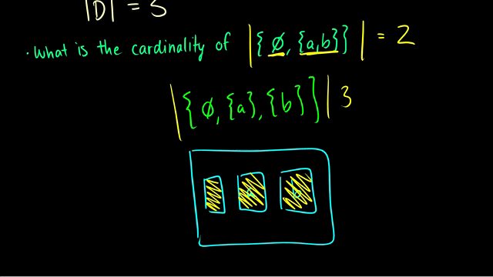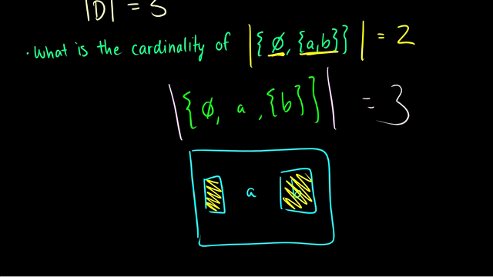One more example. Let's say we took away one of these. So now I have something that looks like this. I have the empty set, I have the element A, and I have a set containing B. Once again, there are 3 elements that we can see. We can see this box containing something, we can see the element A, and then we can see this box containing something else, which happens to be B. So once again, this cardinality is equal to 3.